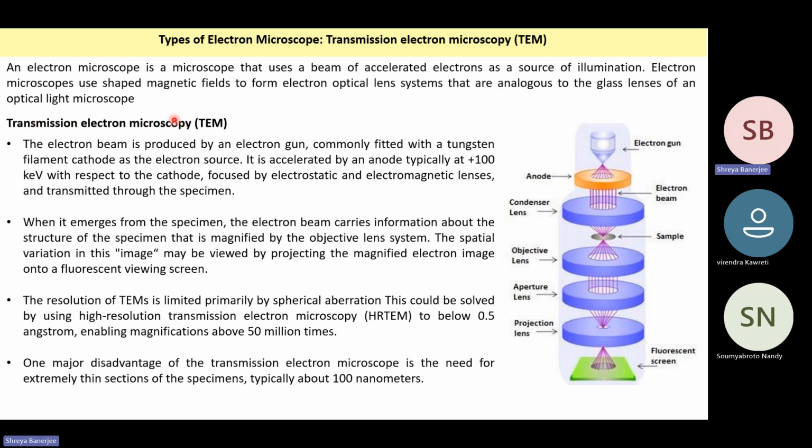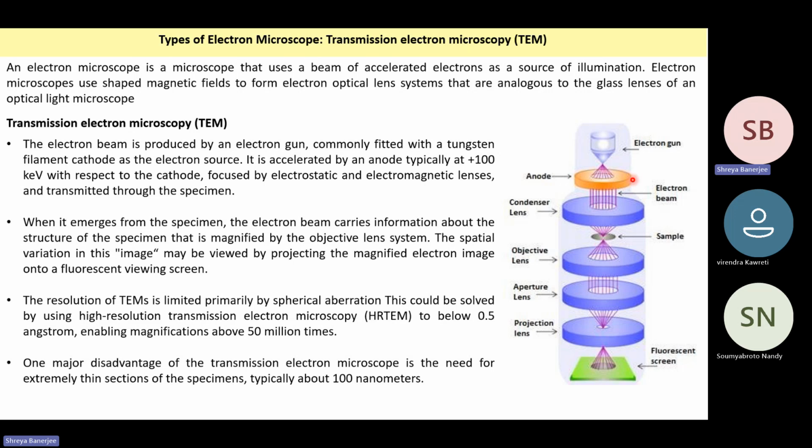First is the transmission electron microscopy, or TEM. In this, we look at the setup. So first, an electron beam is produced by an electron gun commonly fitted with a tungsten filament cathode as the electron source. This tungsten filament cathode can be heated to cause thermionic emission of electrons. The electrons that are emitted are accelerated by an anode.